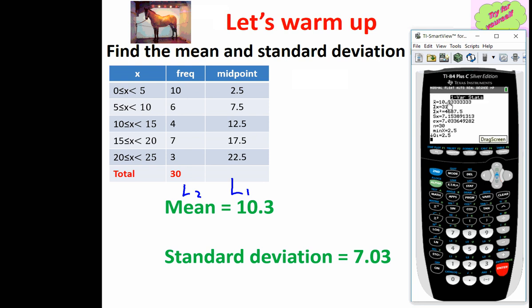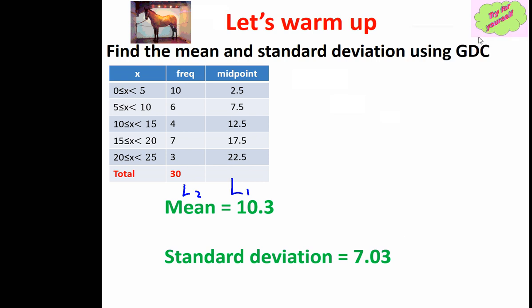Here's our mean, 10.3 recurring. You could have written instead of 10.3, so feel free to change it to 10.3 recurring if you prefer, an exact value. And the standard deviation is this one here, so not the SX. When it just wants a regular standard deviation, it wants this one here, 7.03 for that one, for 3 sig figs.